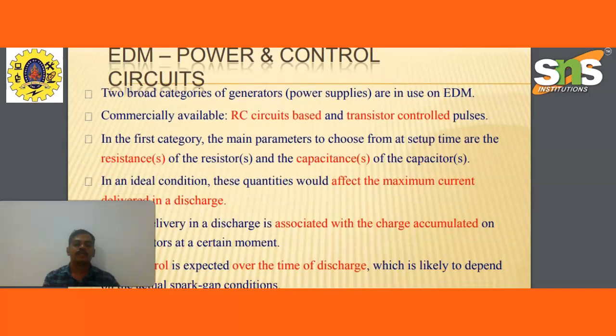EDM power control circuits. Two broad categories of power supplies are in use on EDM. Commercially available are RC circuits and generators based on transistor-controlled pulses. In the first category, the main parameters chosen from the setup are the resistance of the resistors and the capacitance of the capacitors.